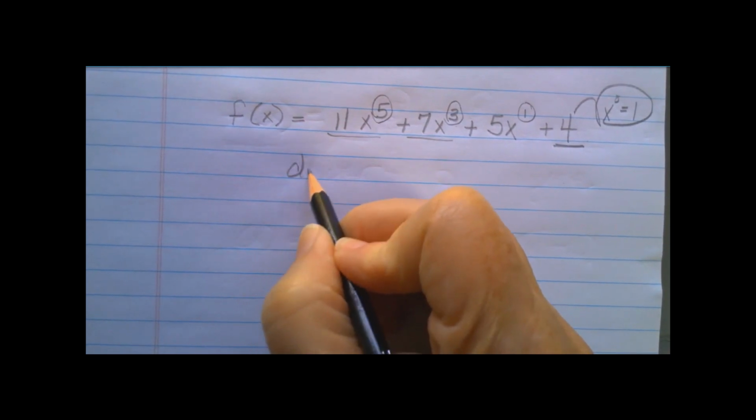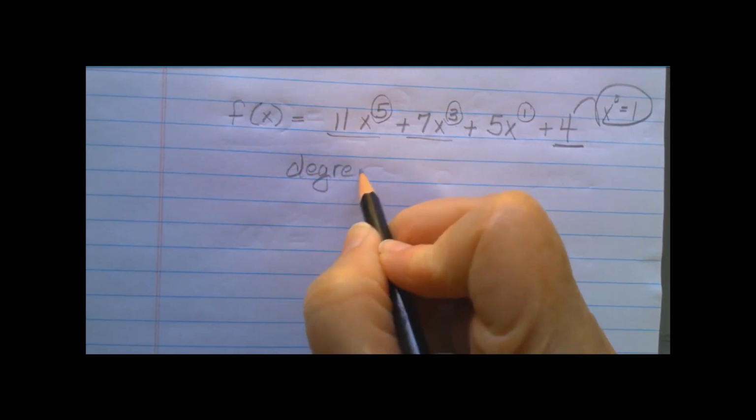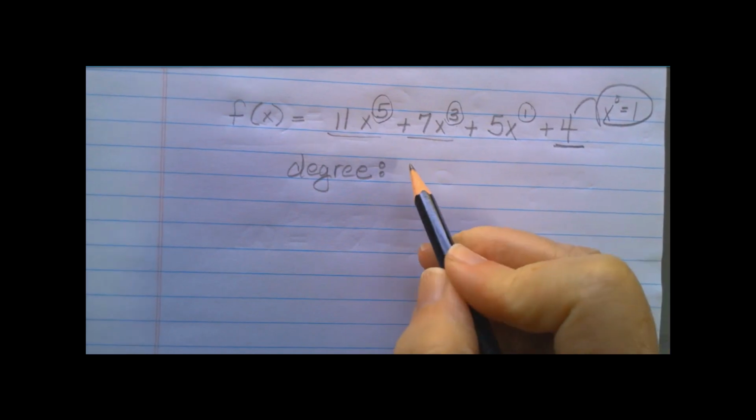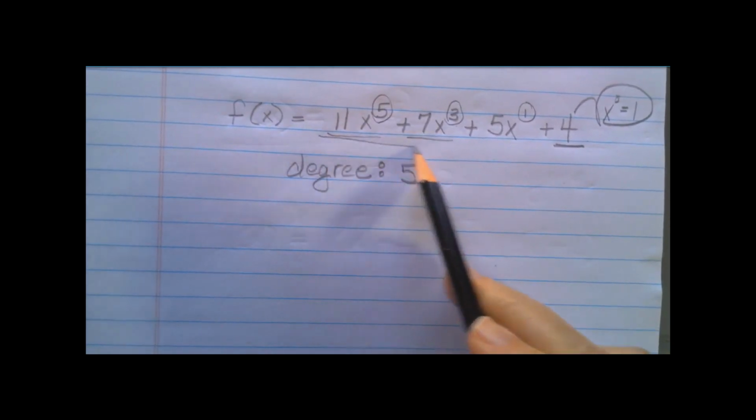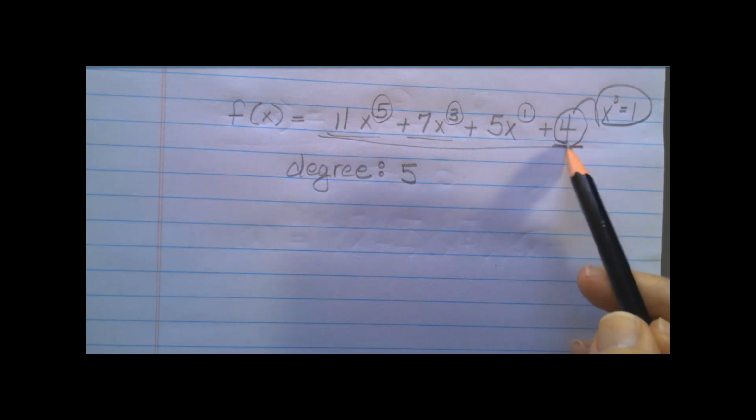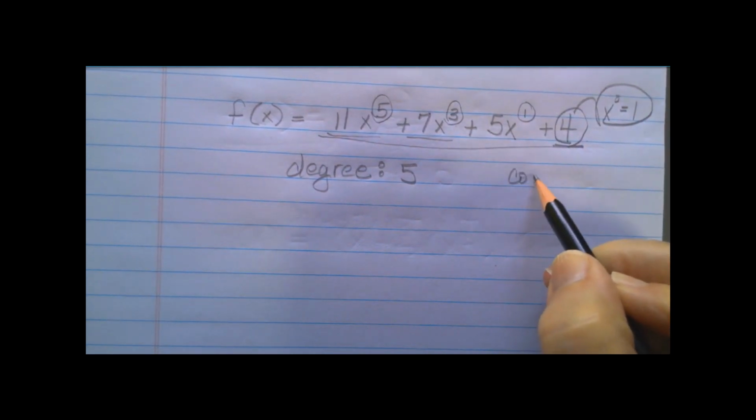So we write the degree by taking the highest power. So the degree of this polynomial is 5. And then in standard form, it's easy to pick the constant. Constant is going to be 4.